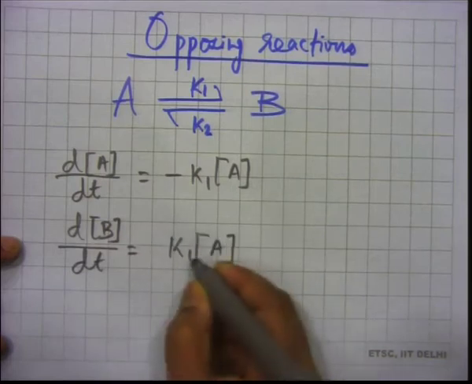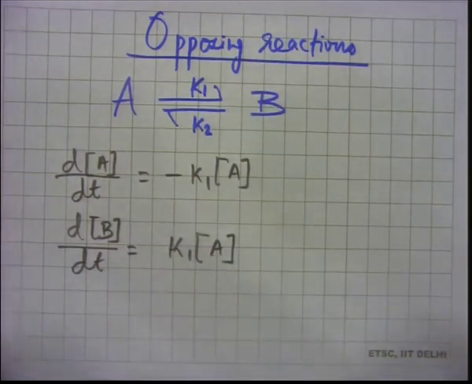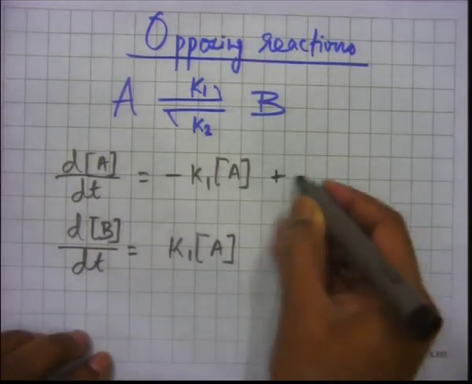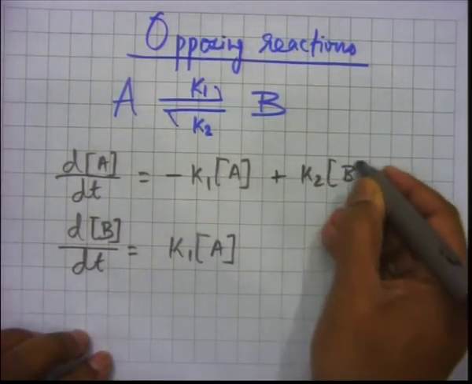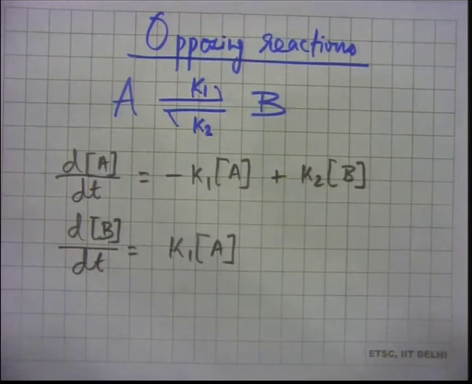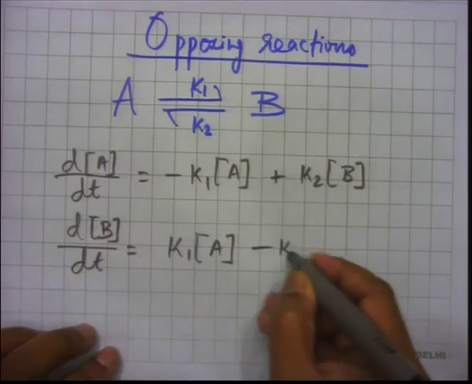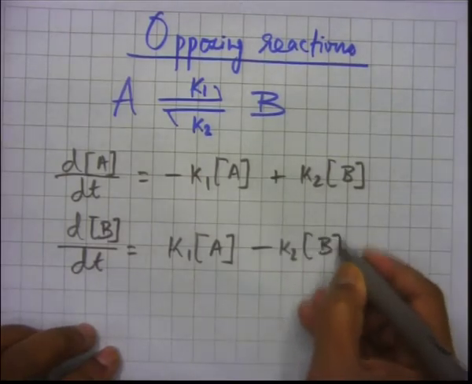So, is this correct? dA/dt is minus K1A, dB/dt is K1A, is that correct? No, because we need to write something else also. So, for dA/dt, it should be minus K1A plus K2B, and for dB/dt we have written K1A, that is correct, but we should write minus K2B.